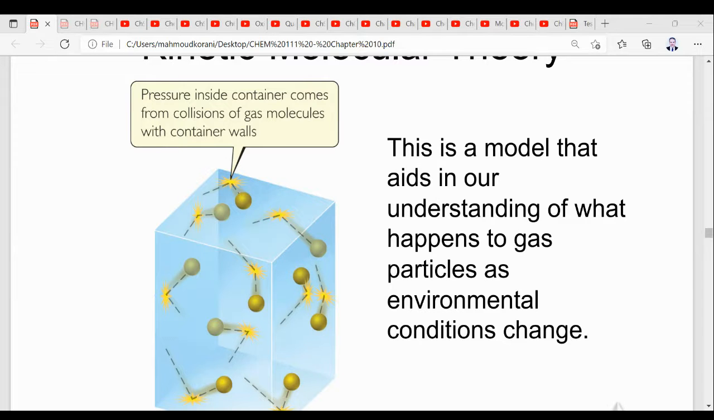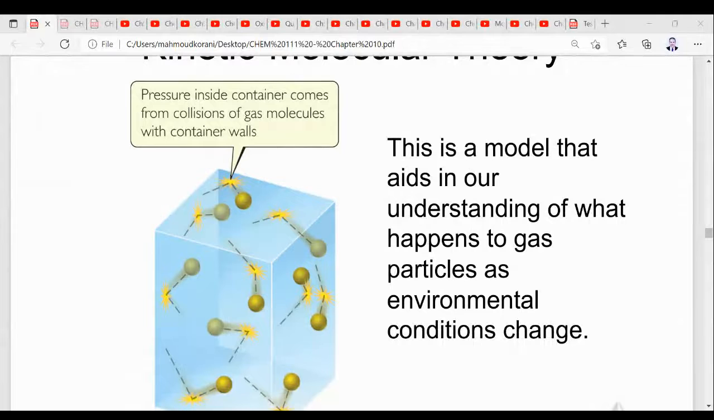Any theory, as I mentioned, has assumptions, or tenets, like beliefs. The main tenets of kinetic molecular theory, or the main assumptions: the first assumption is that gases consist of a large number of molecules that are in continuous random motion. Gases consist of a huge number of molecules which are in random motion in the container.